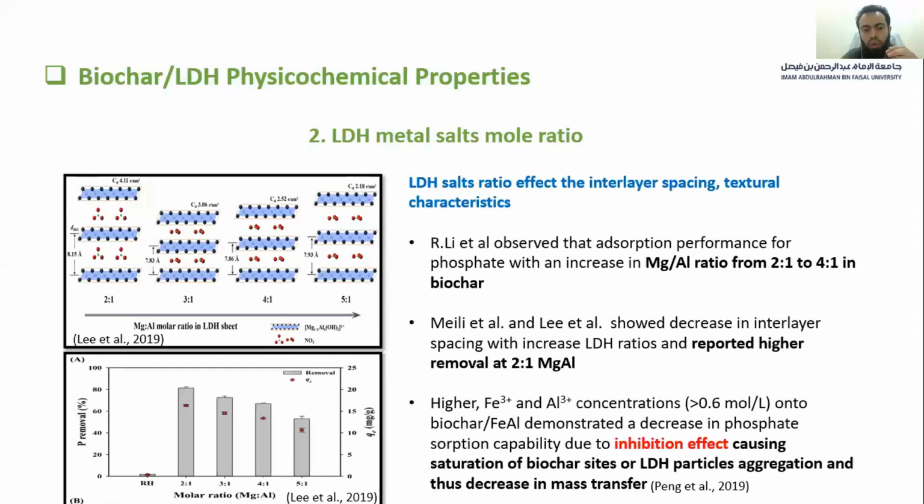He also found, as you can see here in the second graph, that 2:1 showed better removal performance for phosphate compared to 5:1. The author attributed the reason to the interlayer spacing, because the 2:1 has higher interlayer spacing compared to the 5:1, which leads to more trapping of the phosphate. Similar behavior was also reported by other authors like Meli et al. and also Peng et al.